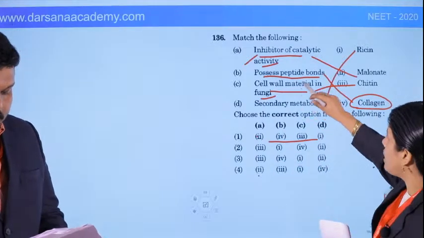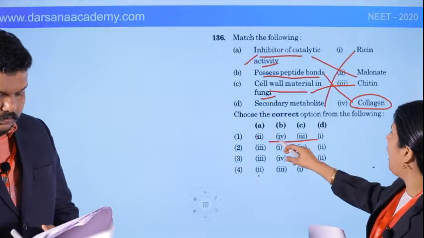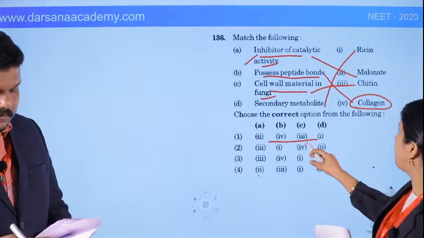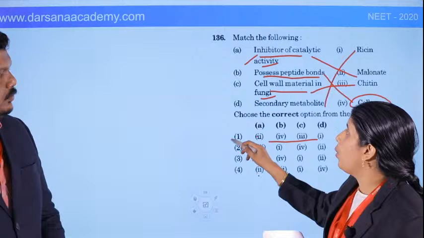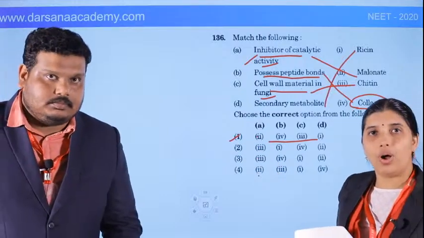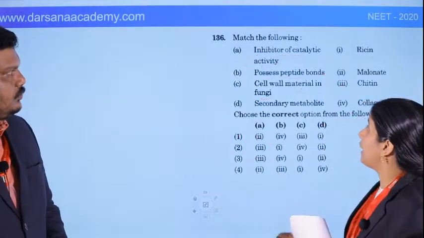And what's the answer for this question? We can see that A2, B4, C3 and D1. What's the answer? 1 is the correct answer for the question number 136. And what about the next question?